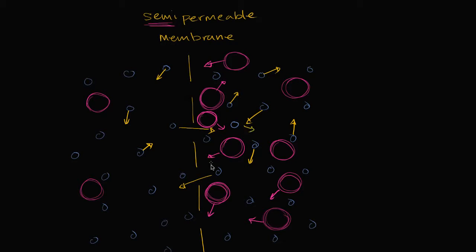Going in this direction right over there. And so an argument can be made that these water molecules, some of them will still make it from right to left, but you have a lower probability of going from right to left as you have from going left to right. And so because of this, you would have a net inflow of water from this area where you have a low solute concentration.